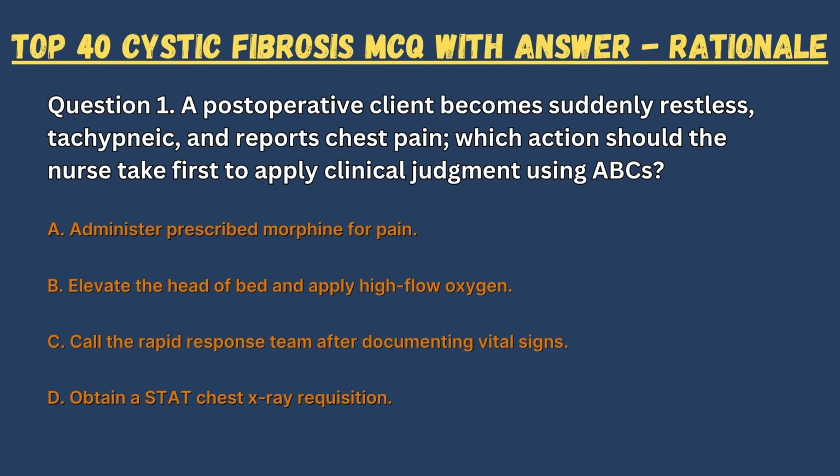Question 1. A postoperative client becomes suddenly restless, tachypneic, and reports chest pain. Which action should the nurse take first to apply clinical judgment using ABCs? A. Administer prescribed morphine for pain. B. Elevate the head of bed and apply high-flow oxygen. C. Call the rapid response team after documenting vital signs. D. Obtain a stat chest X-ray requisition.